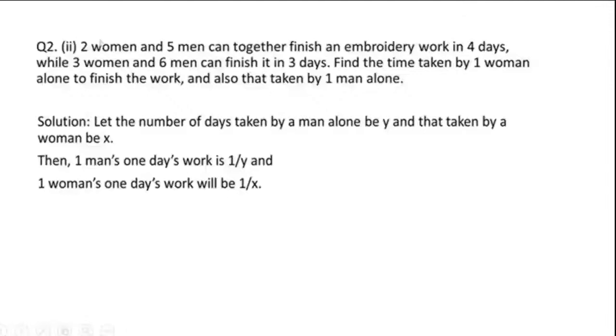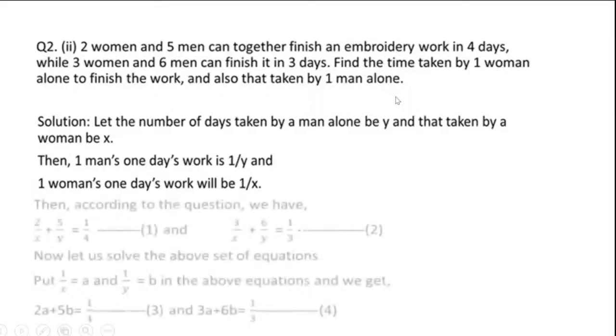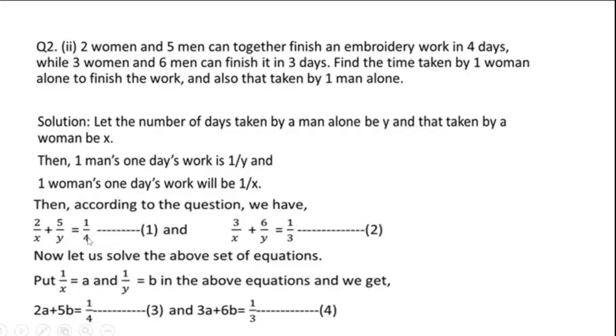The 2 women and 5 men can together do how much work? They will be able to do 2 upon x plus 5 upon y work. They were able to do this much work in 4 days. So in one day, that means they'll be able to do the work 1 upon 4. So I will get my first equation as 2 upon x plus 5 upon y is equal to 1 upon 4.